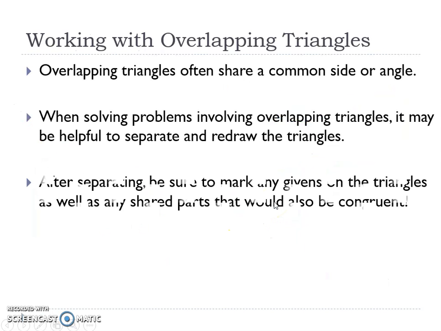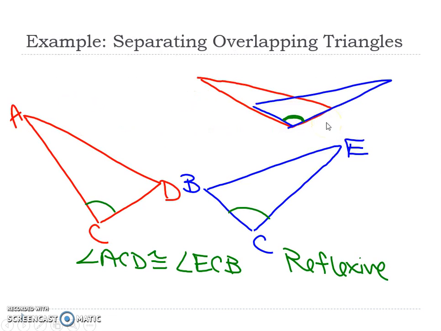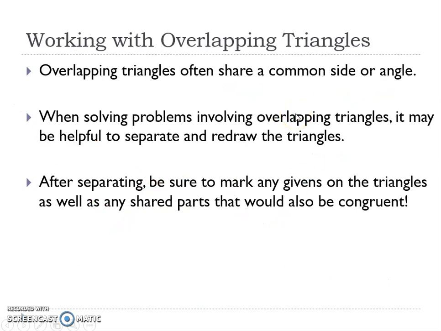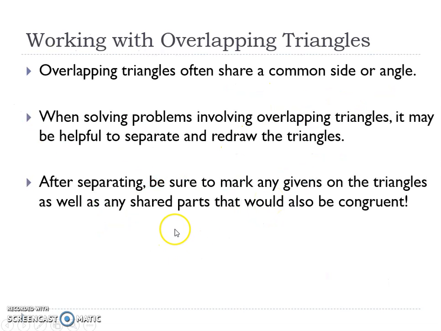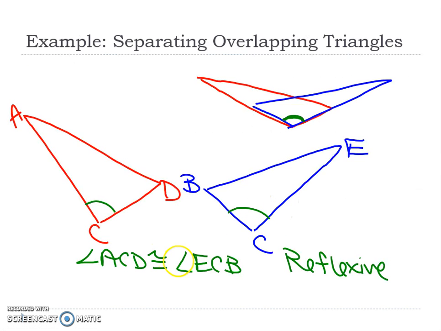If I go back to this slide, when solving problems involving overlapping triangles, which is what this is, it is helpful to separate and redraw like what I did. I separated the red one from the blue one, and then after separating, be sure to mark any givens on the triangles as well as shared parts that will be congruent. So you just draw here. This is their overlap. They share C and C, which is reflexive. Just mark them, okay?